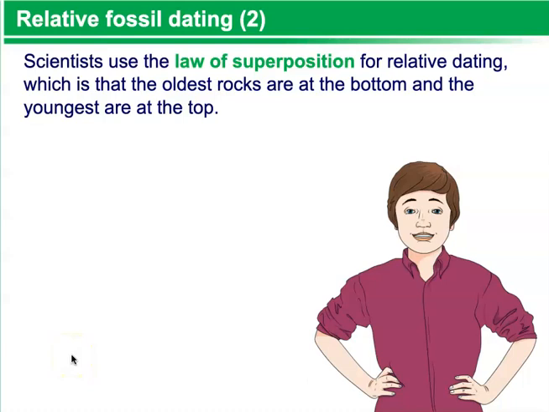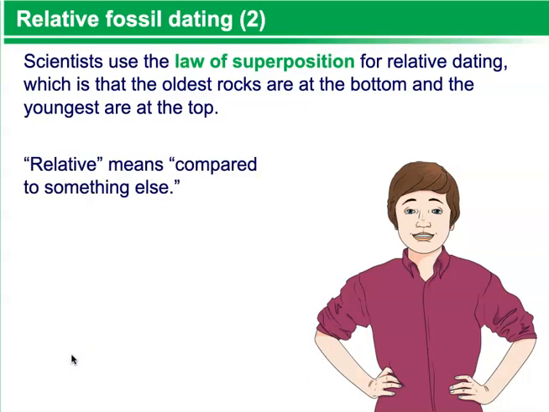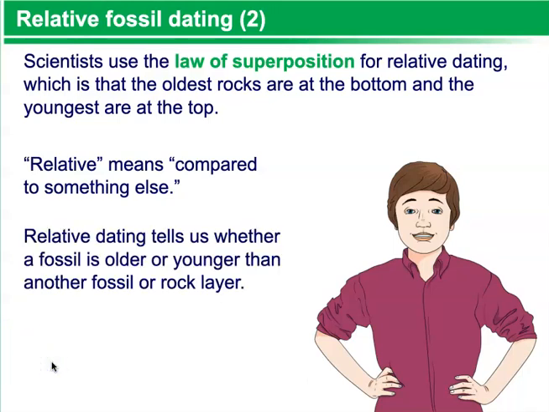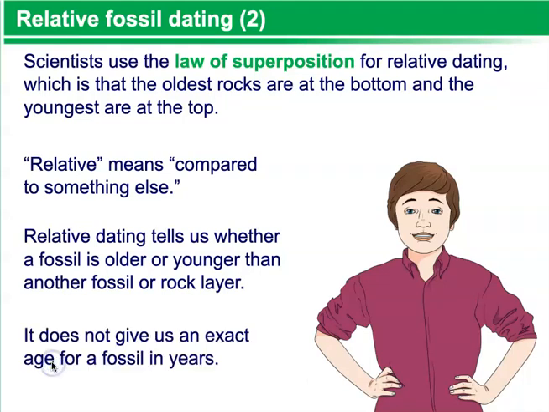Scientists use the law of superposition for relative dating, which is that the oldest rocks are at the bottom and the youngest ones are at the top. Relative means compared to something else. Relative dating tells us whether a fossil is older or younger than another fossil or rock layer. It does not give us an exact age for a fossil in years.